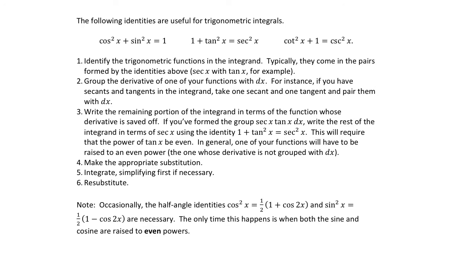Now, every once in a while, you'll have to use the half angle identities. Cosine squared equals half of 1 plus cosine 2x. Sine squared equals 1/2 of 1 minus cosine of 2x. The only time you have to worry about this, though, is when the cosine and sine are only each to even powers.